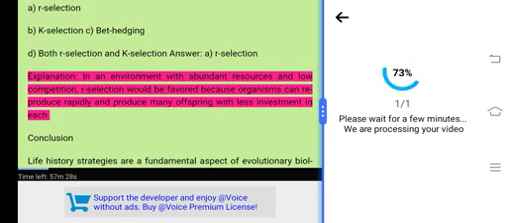Explanation. In an environment with abundant resources and low competition, R selection would be favored because organisms can reproduce rapidly and produce many offspring with less investment in each.